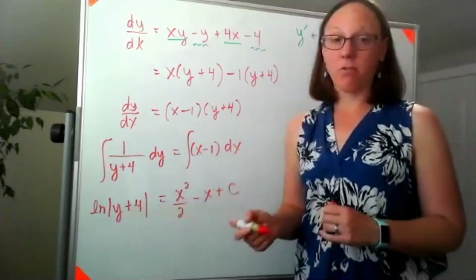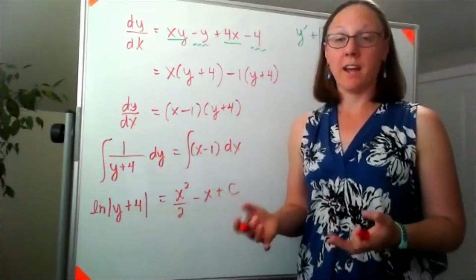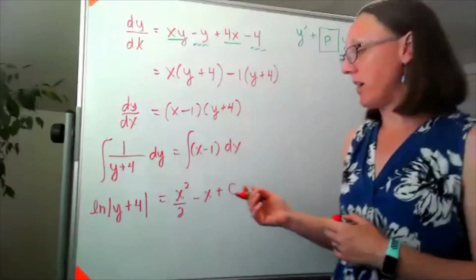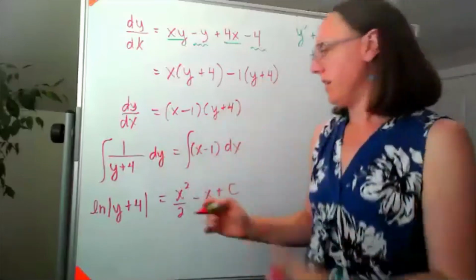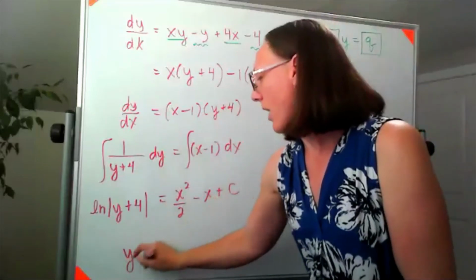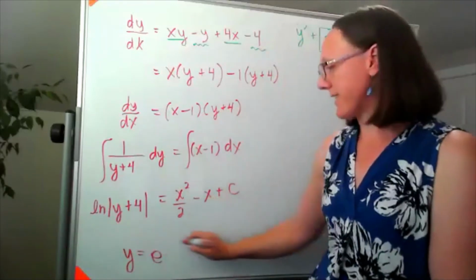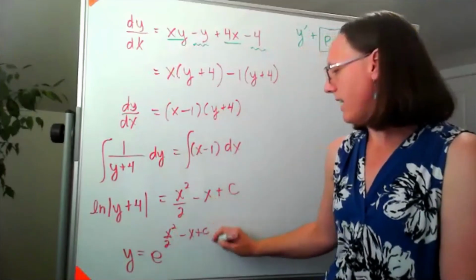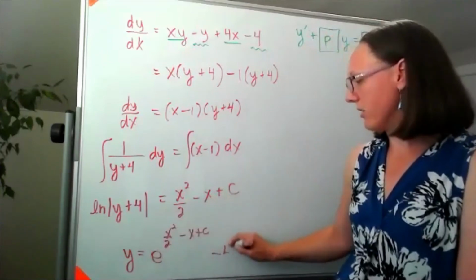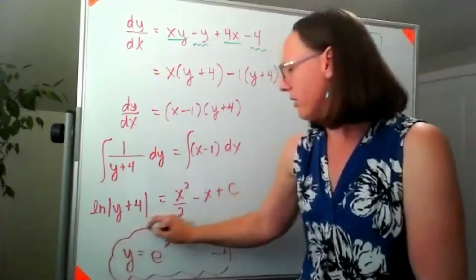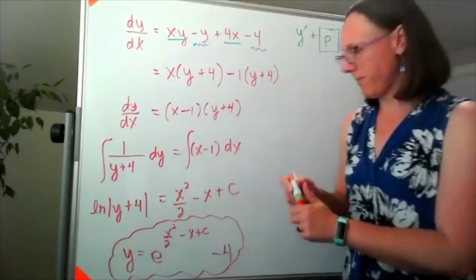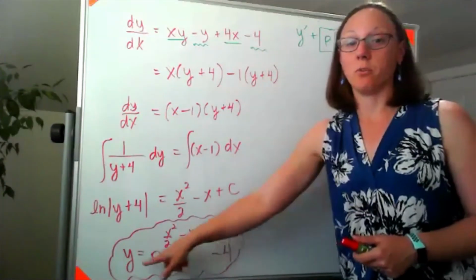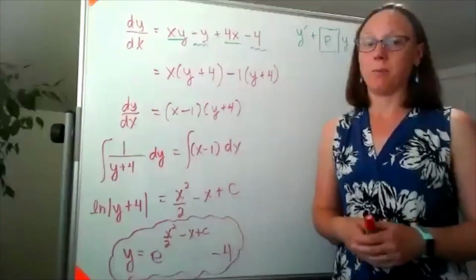If we needed to solve for y, we could raise both sides as e to some stuff, and then finally subtract that 4. So I'm going to do that all at once, and I'm going to say y is equal to e to all of that stuff, x squared over 2 minus x plus c, and then subtract the 4. And we could go back and use our trick from a while ago, that plus c I can really turn into multiplication in front of the e, and that would be fine also.